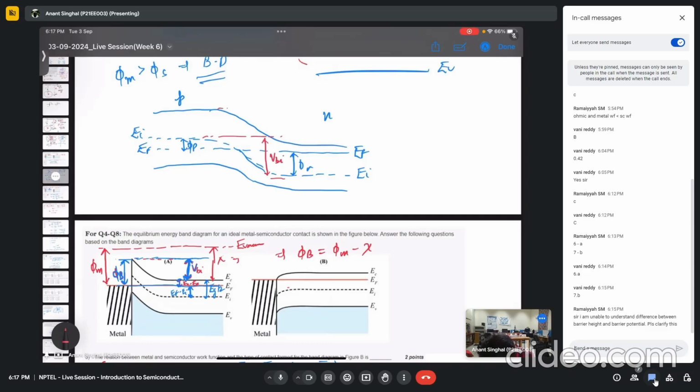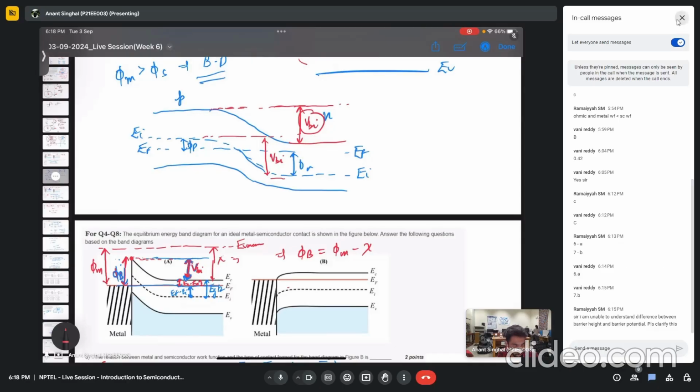And what exactly is this difference, VBI? It is from the top of the conduction band on either side to the conduction band on the other side. So this is what I have written: the conduction band, something like here to here, is VBI. And the barrier height is the complete barrier height that we are getting towards the metal side. So there is a difference of this EC minus EF here, if you can see. Does it make sense?